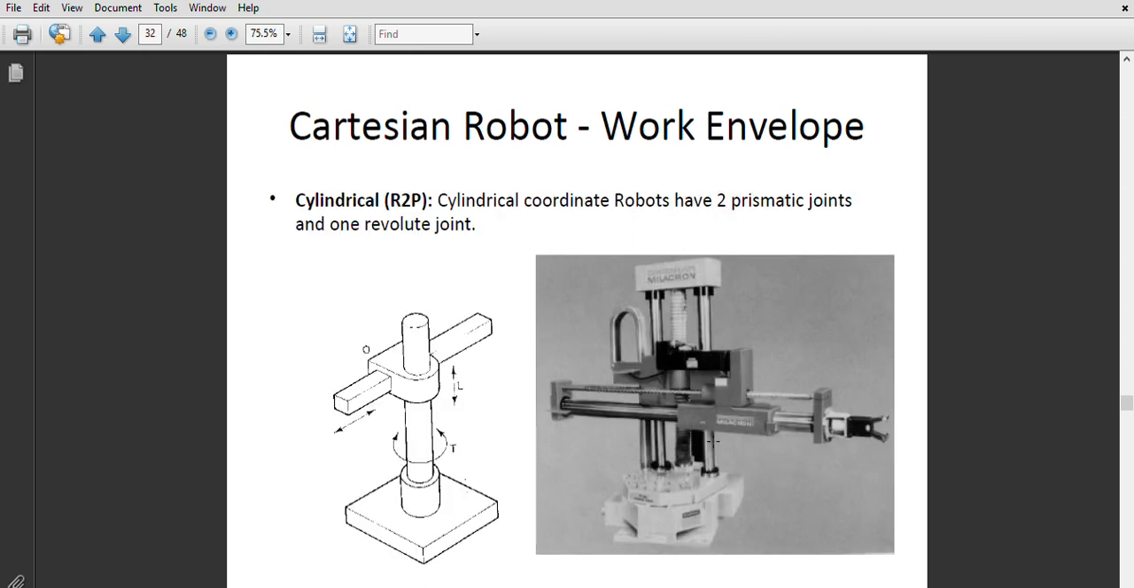This is the cylindrical robot. Cylindrical robots have 2 prismatic joints and 1 revolute joint. The prismatic joint is for up and down motion, and the revolute joint is for revolution. This is 360-degree rotation. We can give revolution up to 360 degrees or 180 degrees based upon our need. It is mainly used for picking objects, so cylindrical robots are used there.